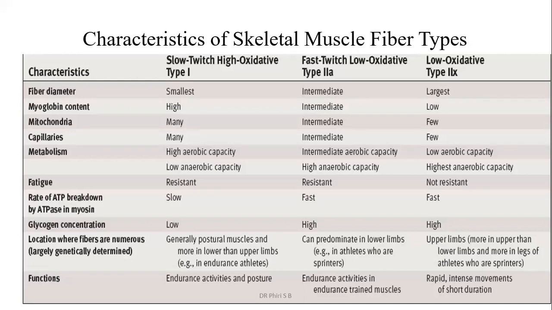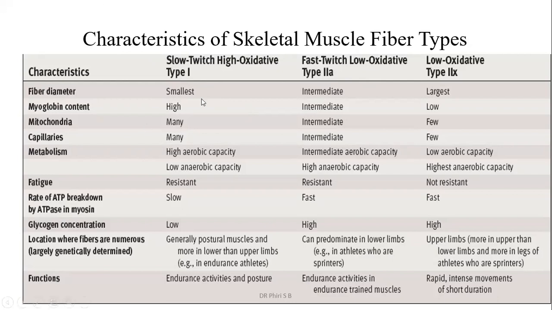This table here is just differentiating the fast twitch and the slow twitch. You need to understand this table. So the characteristics of the skeletal muscle fiber types, the fast twitch and the slow twitch. The slow twitch are high oxidative. The fast twitch are low oxidative and high in terms of glycolytic, because they have a lot of glycogen-lactic acid system.